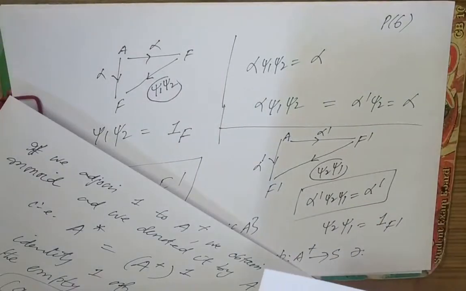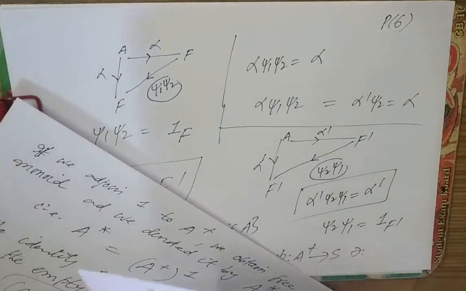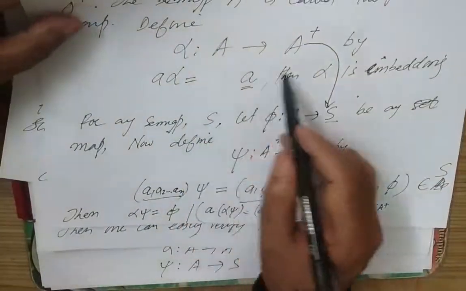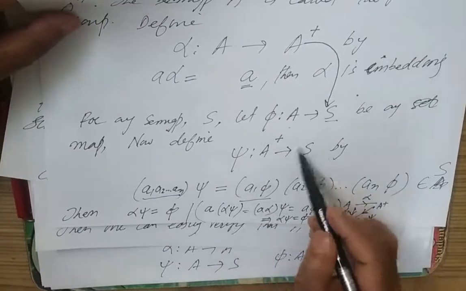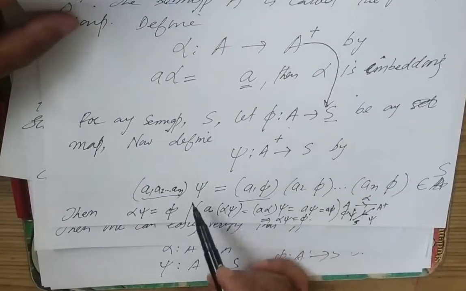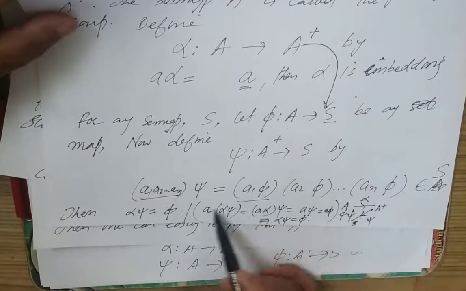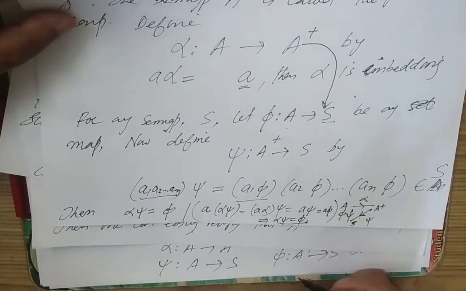It has these two properties. We have seen this is a map which maps A onto the one-letter words. And if we have any other semigroup S and any other map psi from A to S, then there is a map phi from A plus to S such that this diagram commutes. And the uniqueness of phi, that's an exercise. You need to show that it exists uniquely.